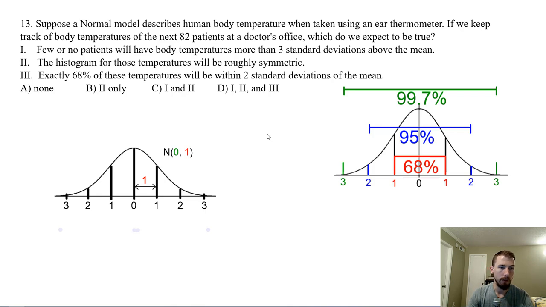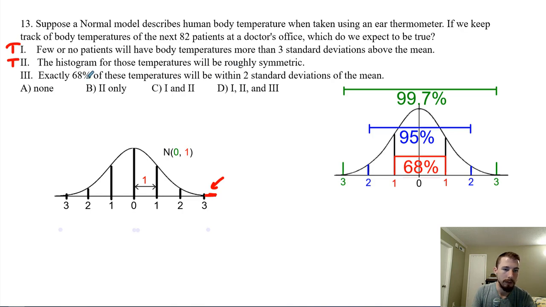All right, so few or no patients will have a body temperature more than 3 standard deviations above the mean. If we were doing 3 standard deviations above the mean, that area is very, very small. I'm not saying it's not possible; it's just very unlikely. So I believe that is true. Okay, the histograms for those temperatures will be roughly symmetric. Yeah, we'll go with that. It doesn't have to be exact, but that's good enough for me. You could argue that it could be skewed to the right.